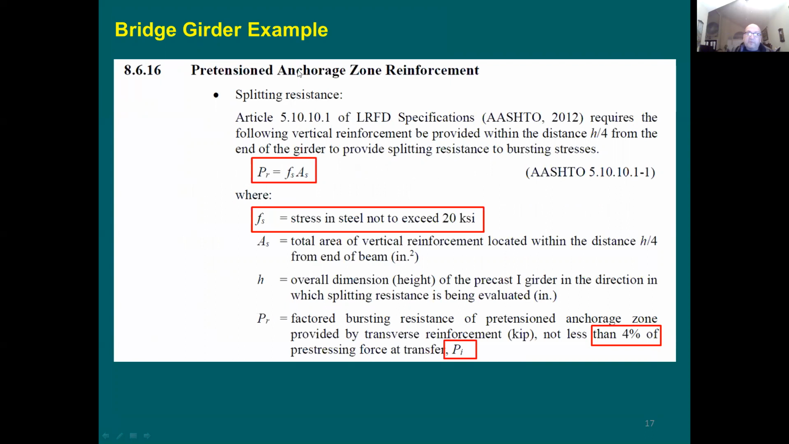This here can be used for pre-tension anchorage zone, and they put it here again. It is repeated in the section 8616. As it says here, PR is going to be equal to Fs times As. Fs is going to be taken as 20 psi. And PR is going to be taking 4% of P sub I.